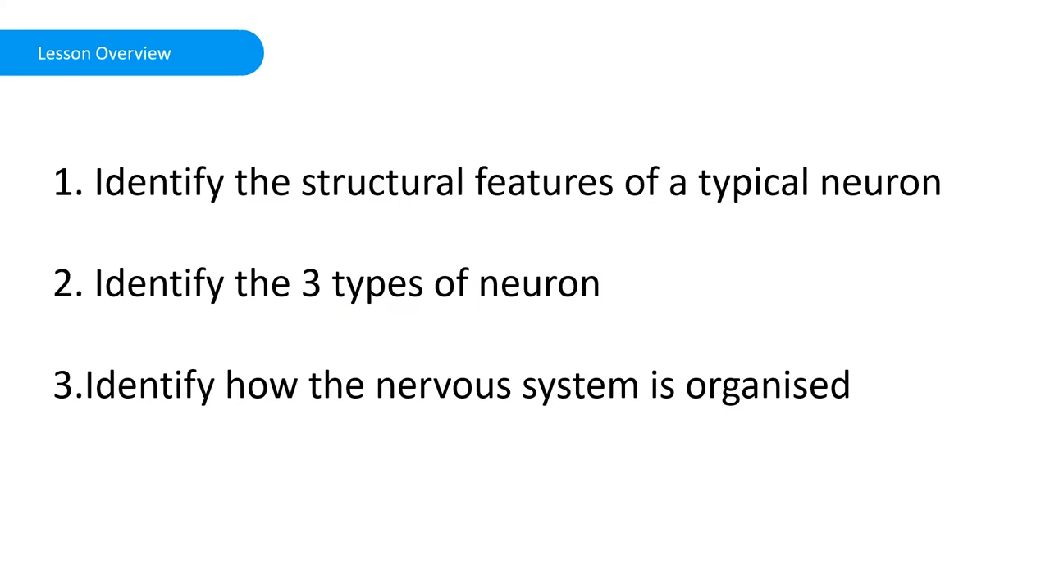This is what we aim to do in the first session. Identify the structural features of a typical neuron, identify the three types of neuron, and identify how the nervous system is organised. So it's a nice steady introduction to the topic.